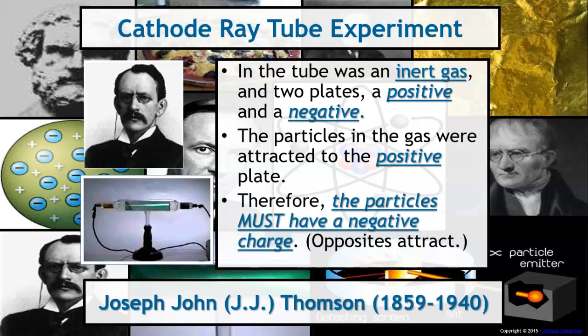Well, if they're attracted to the positive plate, his conclusion was that they must be negative. Why? Because opposites attract, just like the north pole of a magnet and the south pole of a magnet attract each other, and yet the south pole and the south pole repel each other. So his conclusion: if they're attracted to the positive, they must be negative.